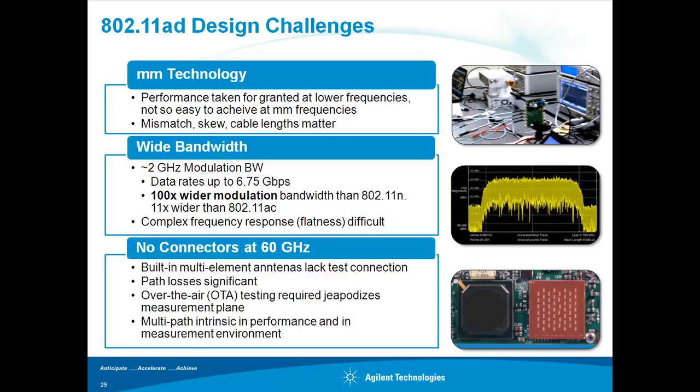Bandwidth can also be an issue. Wide bandwidth circuits are not trivial to execute on and require flatness corrections. A multi-element beam steering antenna shown here must be bonded directly to the RFIC to eliminate losses. This means there is no convenient connection. Over-the-air measurement can be achieved with a horn antenna, but lower signal levels and calibration remain challenging issues. We'll see how some of these impact the signals as we progress through an explanation and demonstration of the PHY.